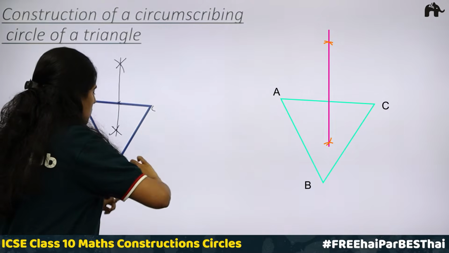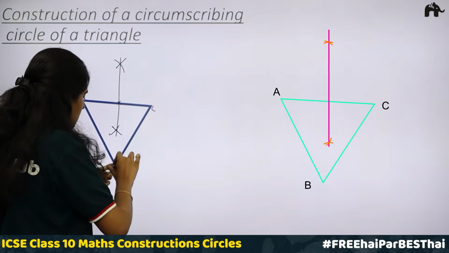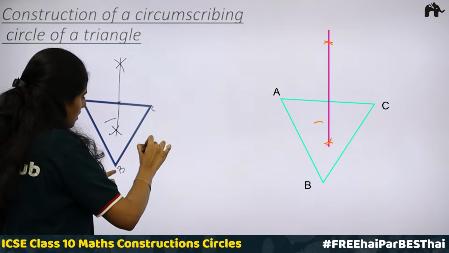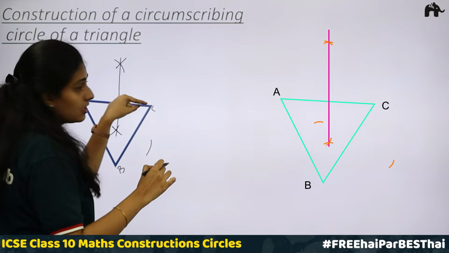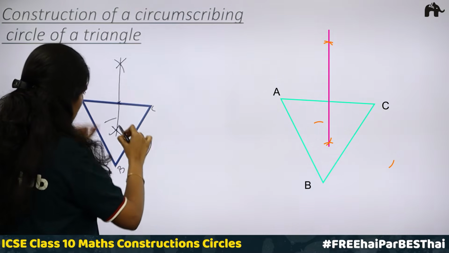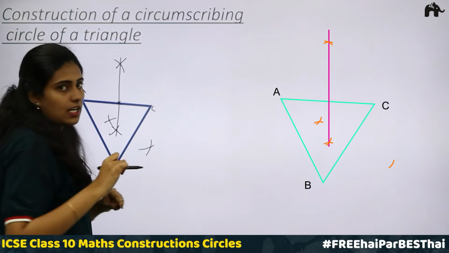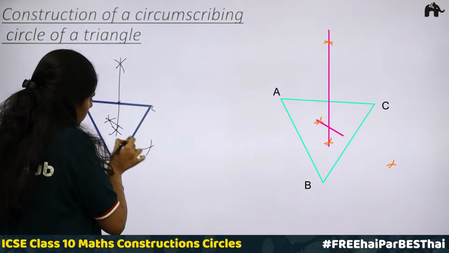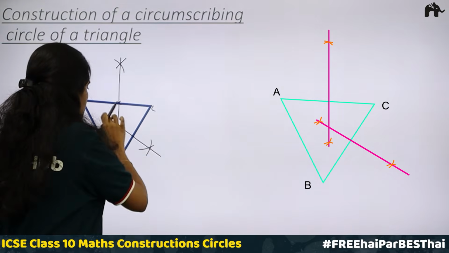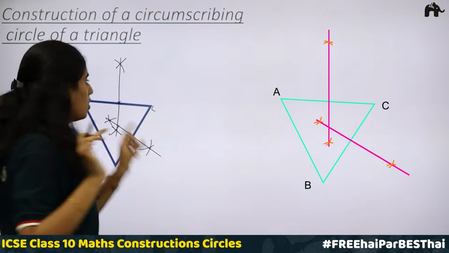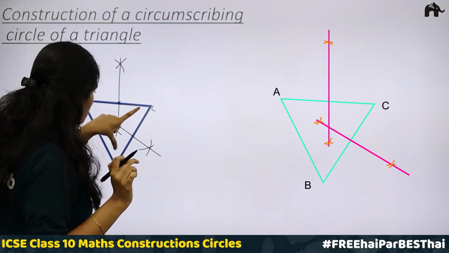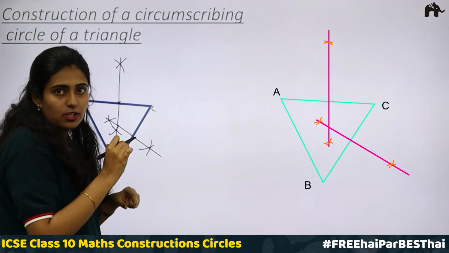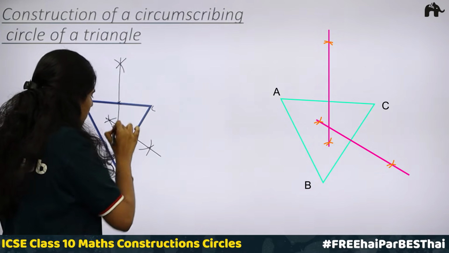Similarly, we will draw the perpendicular bisector of BC. Keeping B as center, taking some measure in the compass, draw an arc here and here. With the same measure, keeping C as center, draw 2 other arcs at the top and bottom. Now join these 2. So this is a perpendicular bisector of BC. So we got the perpendicular bisector of AC and of BC. These 2 perpendicular bisectors intersect at a point. We can see a point here where they intersect.